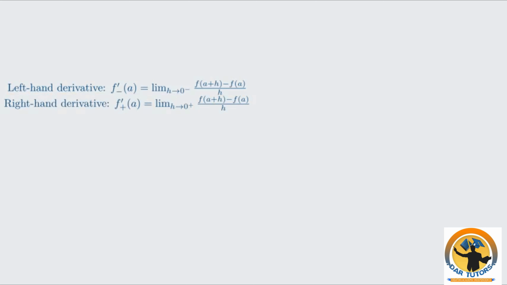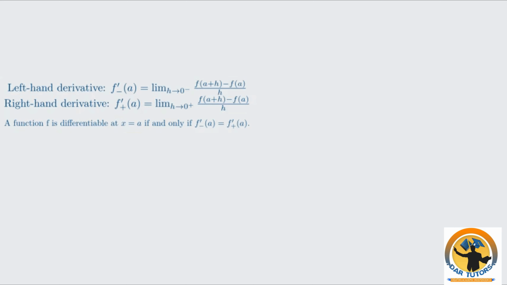To do this, we need to introduce the concept of left-hand and right-hand derivatives. The left-hand derivative, denoted f prime minus of a, is the limit of the difference quotient as h approaches 0 from the negative side. The right-hand derivative, f prime plus of a, is the limit as h approaches 0 from the positive side. A function is differentiable at a point if and only if both the left-hand and right-hand derivatives exist and are equal. Geometrically, this means the tangent line must have the same slope from both sides.